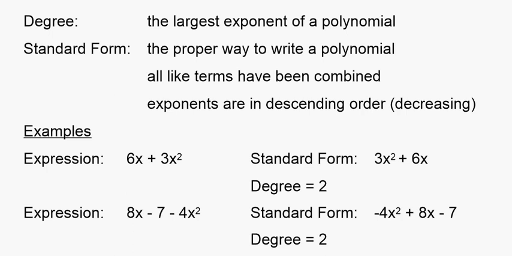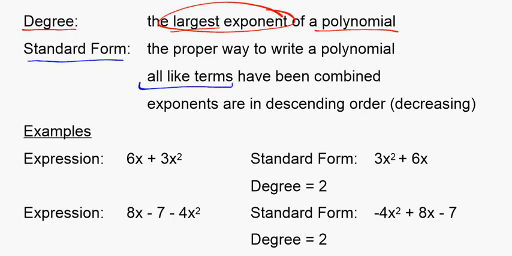Couple more words here. Degree. The degree is just your largest exponent of that polynomial. So you're looking at all those terms and you're looking for the largest exponent. Now, standard form, this is the proper way to write a polynomial. All like terms have been combined, and your exponents are in decreasing order, same as descending order.